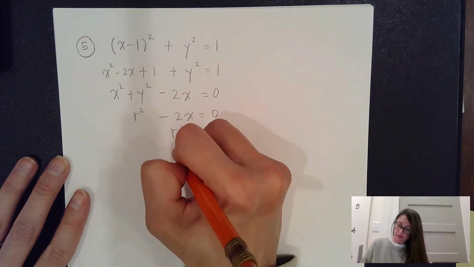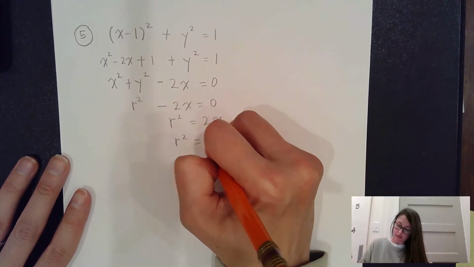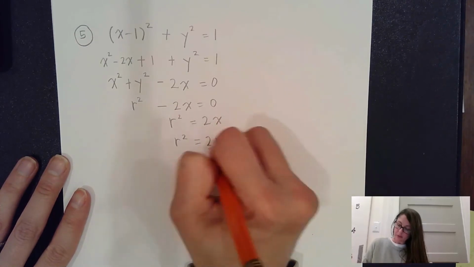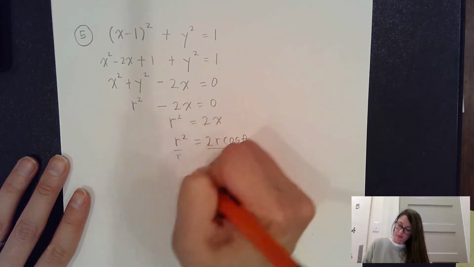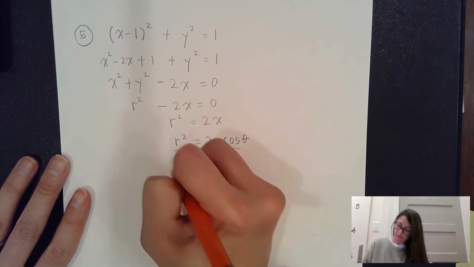And x is what? x is the same thing as r cosine of theta. Divide both sides by r. So you'll get r is going to be equal to 2 cosine of theta.